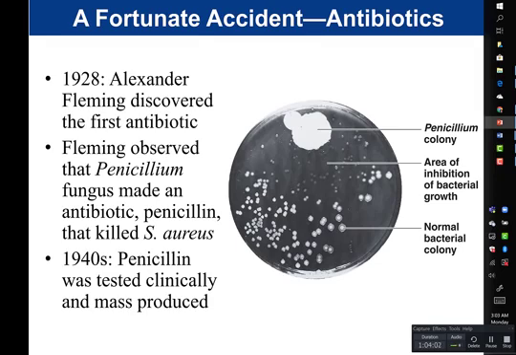1928, Alexander Fleming discovered the first antibiotic. And this has to be the most lucky discovery in the history of discoveries. This happened completely by accident. So Alexander Fleming was trying to grow bacteria, and he ended up with this contamination on his plate. And this contamination had this fuzzy appearance, and he noticed that where this fuzzy stuff was growing, bacteria was not. So something in that fuzzy material was inhibiting bacterial growth.